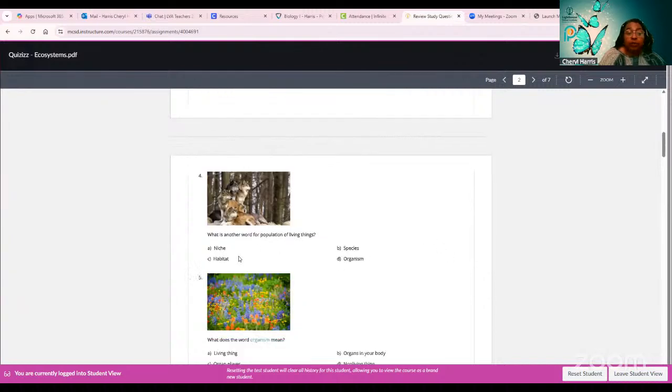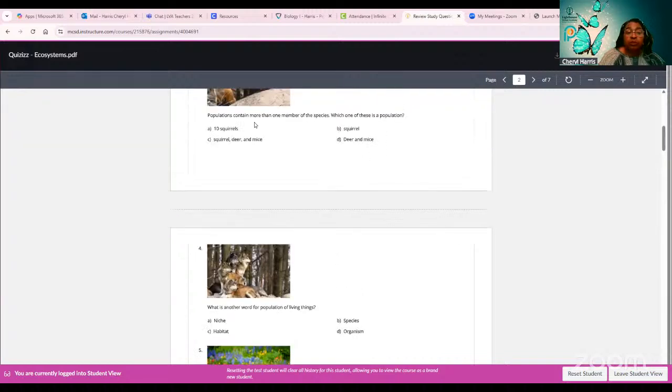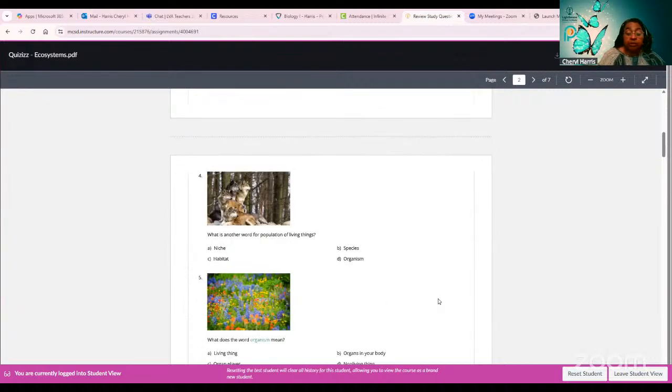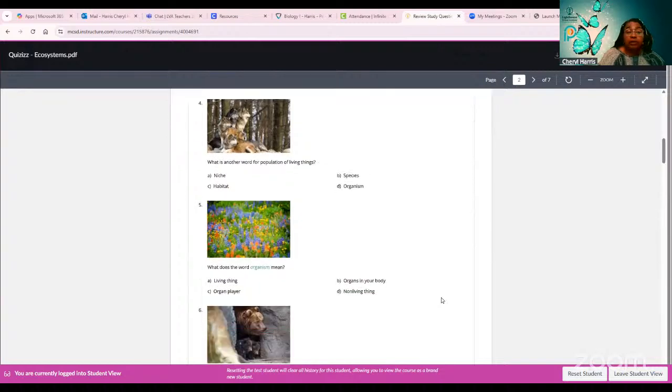All right. Another word for a population, and again, it kind of goes with this question up here because it said a population contains more than one member of the species. So which word do you want to pick for number 4? Another word for a living thing is a bee species. Yes, indeed. Thank you, Kendall. All right. So again, vocabulary, vocabulary. Please study your vocabulary.